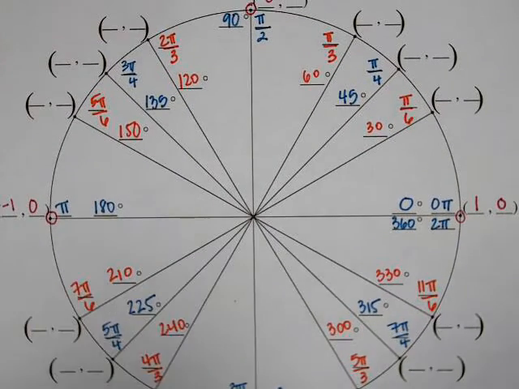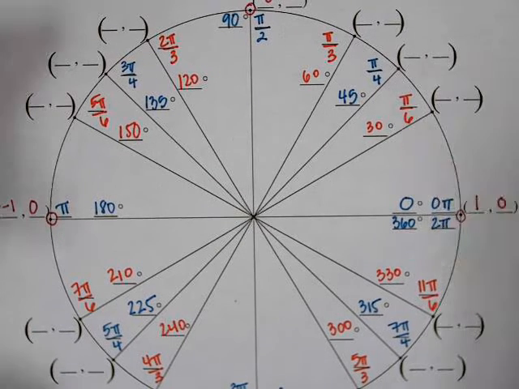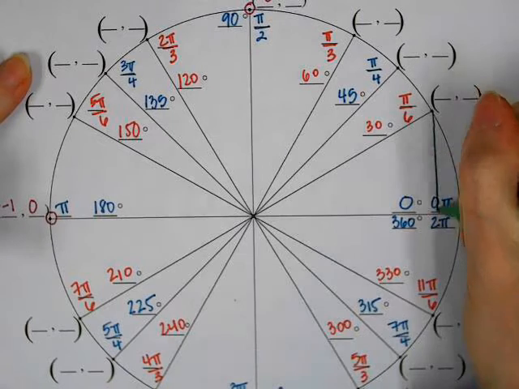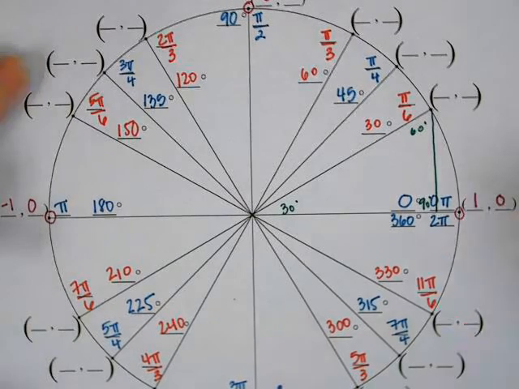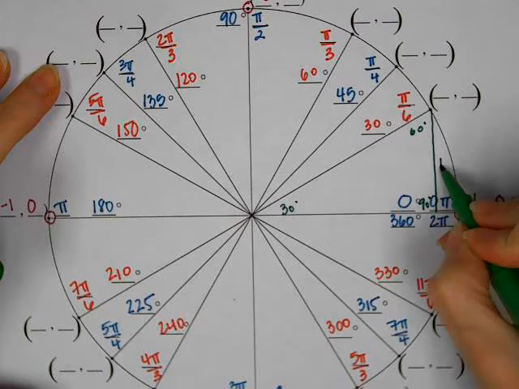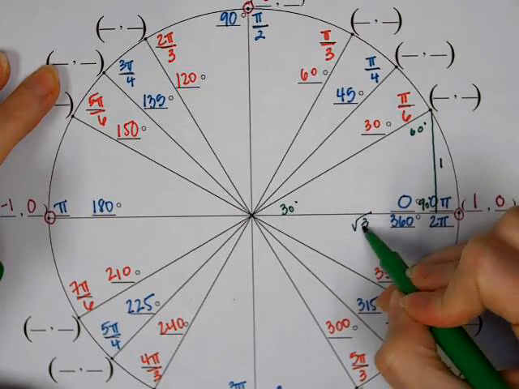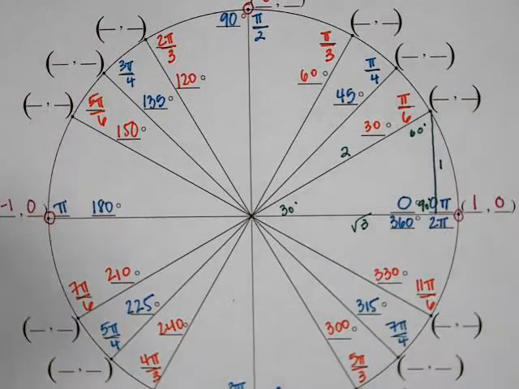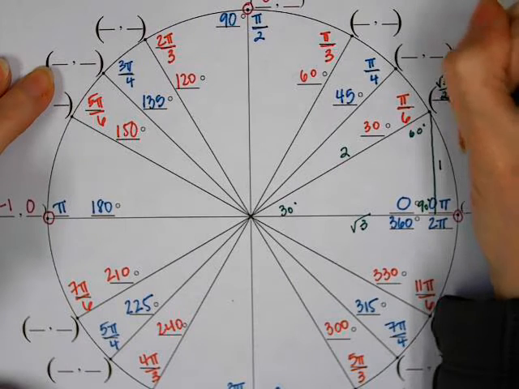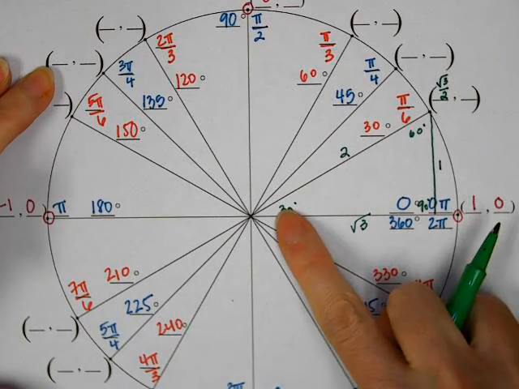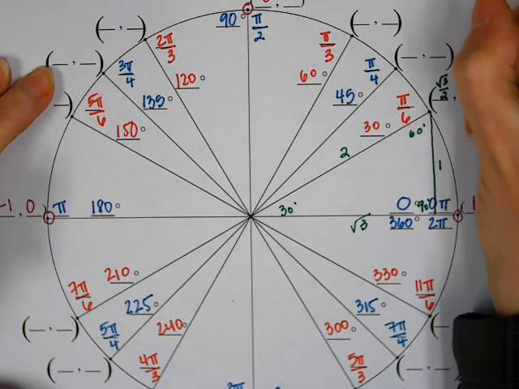Now let's get all the rest. I'll get a new color. Okay, so at 30 degrees, if we make a triangle, it's a 30, 60, 90 triangle, right? And you guys know from geometry that across from the 30 is 1, across from the 60 is root 3, and across from the 90 is 2. Okay, so what's cosine? A over h, so root 3 over 2. What's sine? O over h, so 1/2.